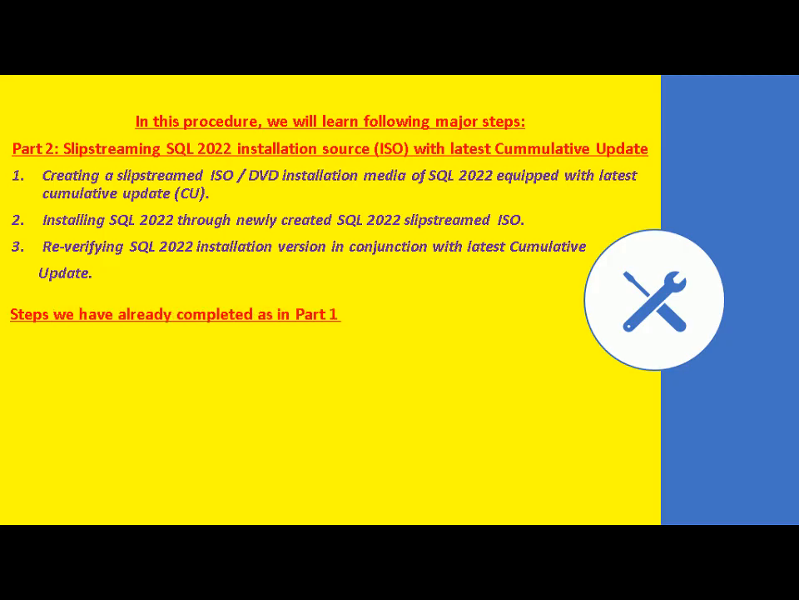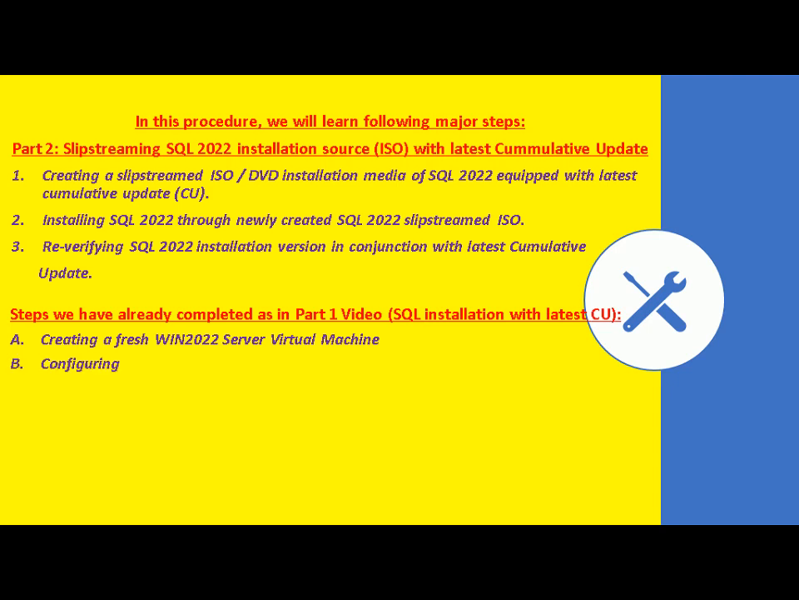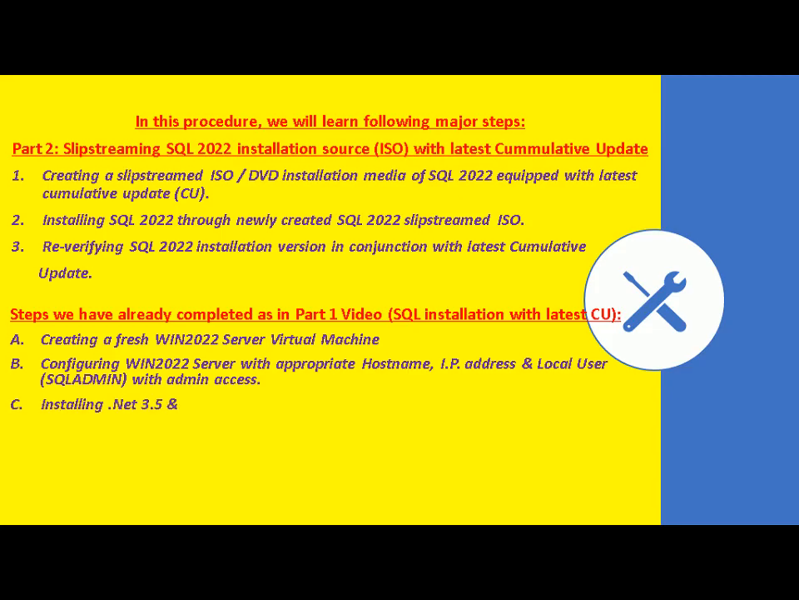Now the steps we have already completed in our part 1 video, that is SQL installation with latest community update. We have already created a fresh Windows 2022 server virtual machine. Then configured the Windows 2022 server with appropriate host name, then IP address and a local user called SQL admin with the admin access. The step we have already done is installing .NET 3.5 and installing .NET 4.8 on the Windows Server 2022 virtual machine.